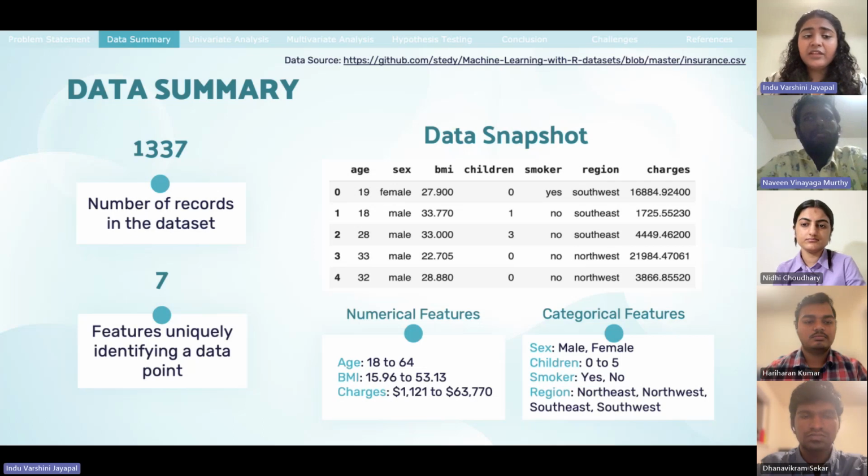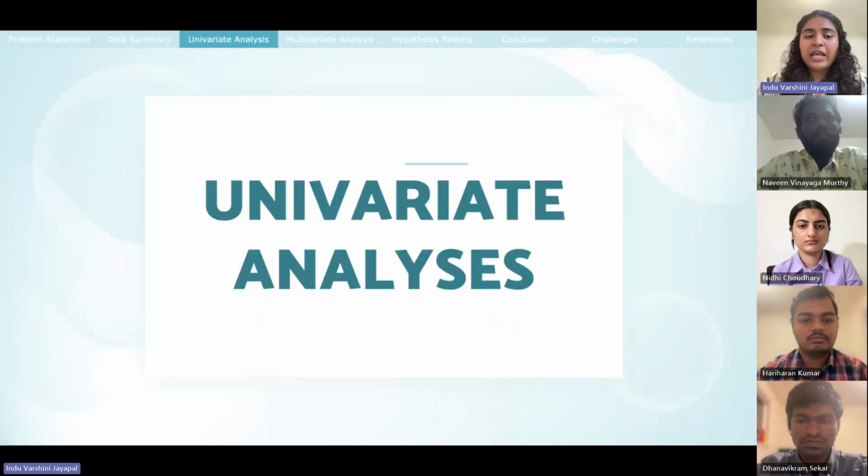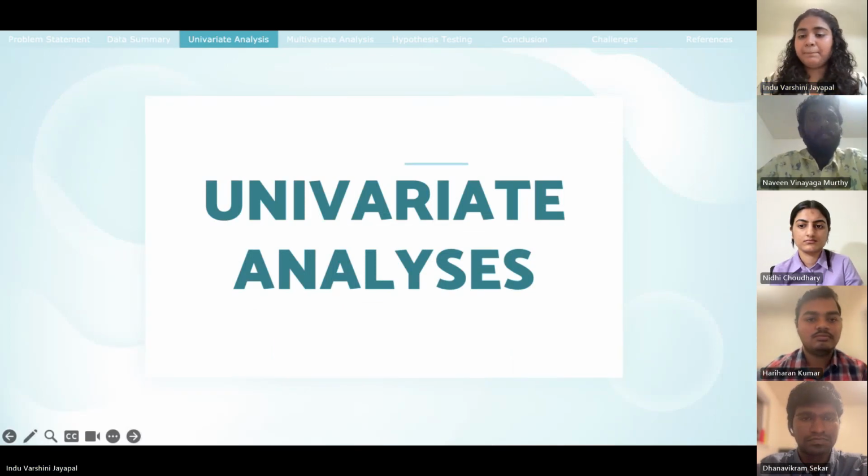As we can see, there are 3 numerical features and the respective ranges for them: age, BMI, and charges. And then we have 4 categorical features: sex, number of children, whether they are a smoker or not, and what region of the United States they are from. Next, we'll have Naveen, who will be presenting the univariate analysis for us.